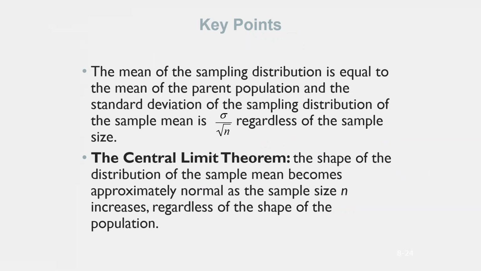So the mean of the sampling distribution is equal to the mean of the parent population, always, always, always. So the average of the averages is the average. It's always equal to that. And the standard deviation of the sample means is always equal to the population standard deviation divided by the square root of n, no matter what.